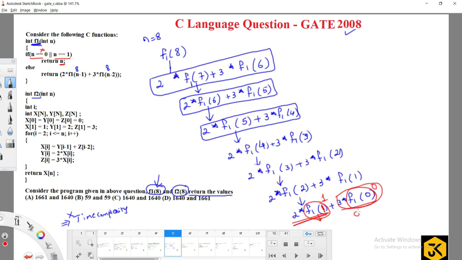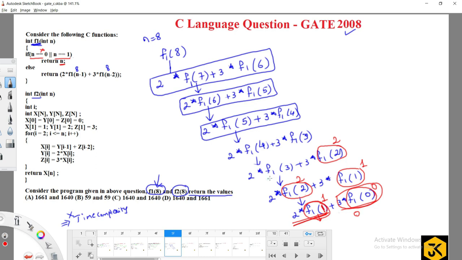So this step I will explain perfectly. 2 into 1 is 2, plus 0, is 2. So f1 of 2 you are going to get the value as 2. Wherever f1 of 2 is there, you can simply make it 2. What is the value of f1 of 1? f1 of 1 is 1, which I calculated here.